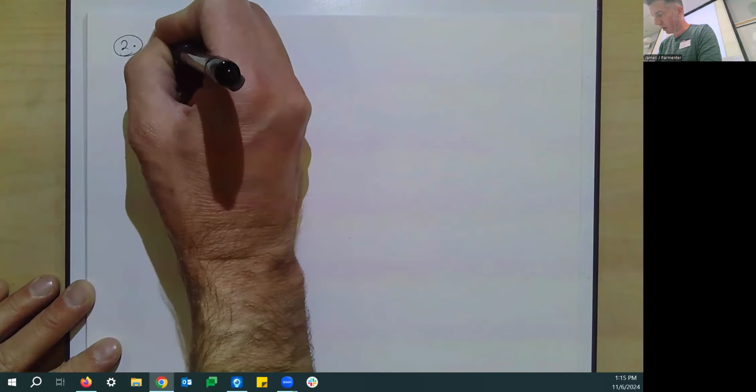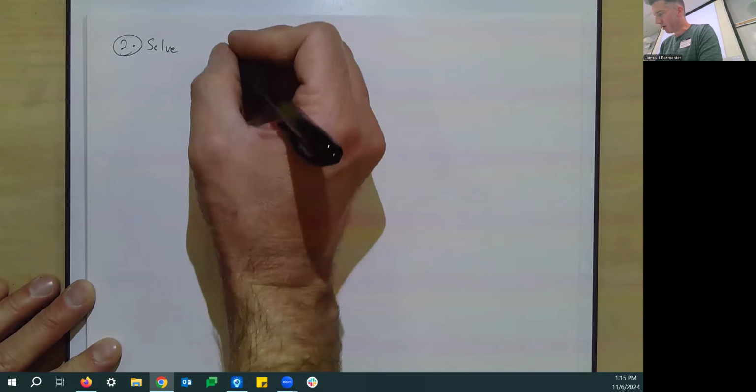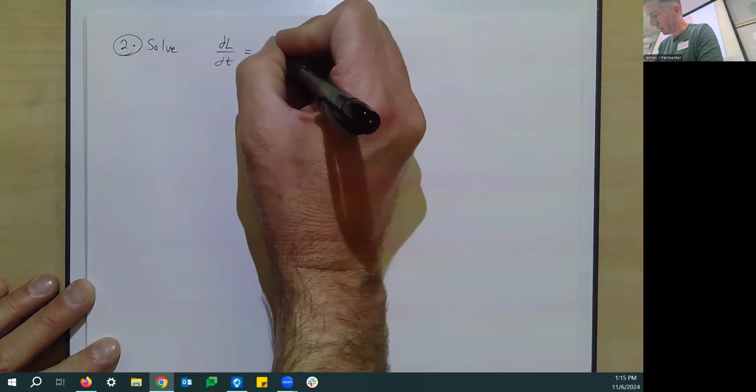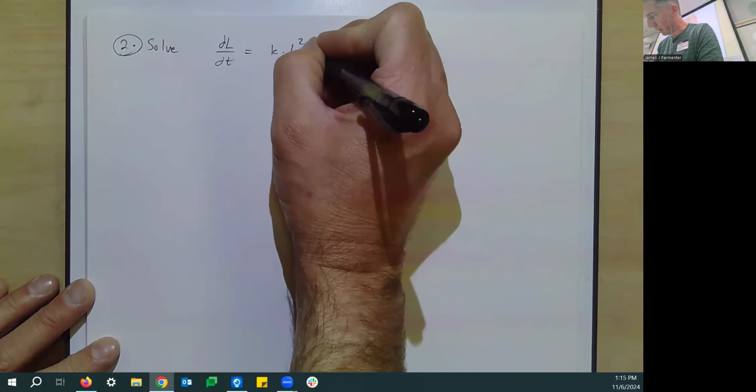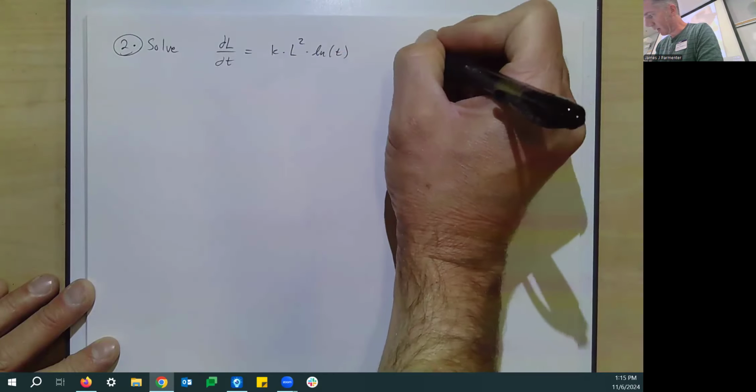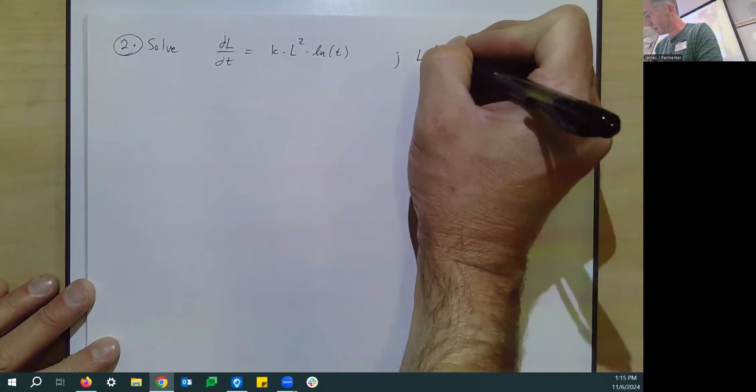Let's say we wanted to solve this terrible differential equation. We're going to solve, I think it's 2. I try to number things sometimes. Solve dL/dt equal to k times L squared times natural log of t, given that L of 1 is equal to negative 1.